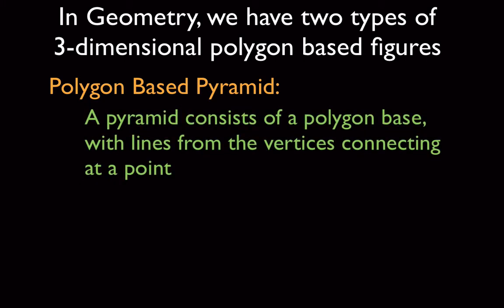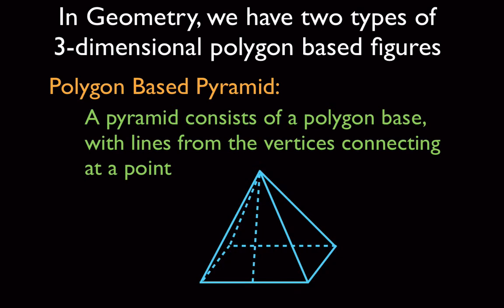So as I said before, it has a polygon base, but what's special about a pyramid is that instead of having two identical bases connected by straight lines, pyramids come to a point. So for example, you have your base down there, but at the top, as you notice, it comes to a point.